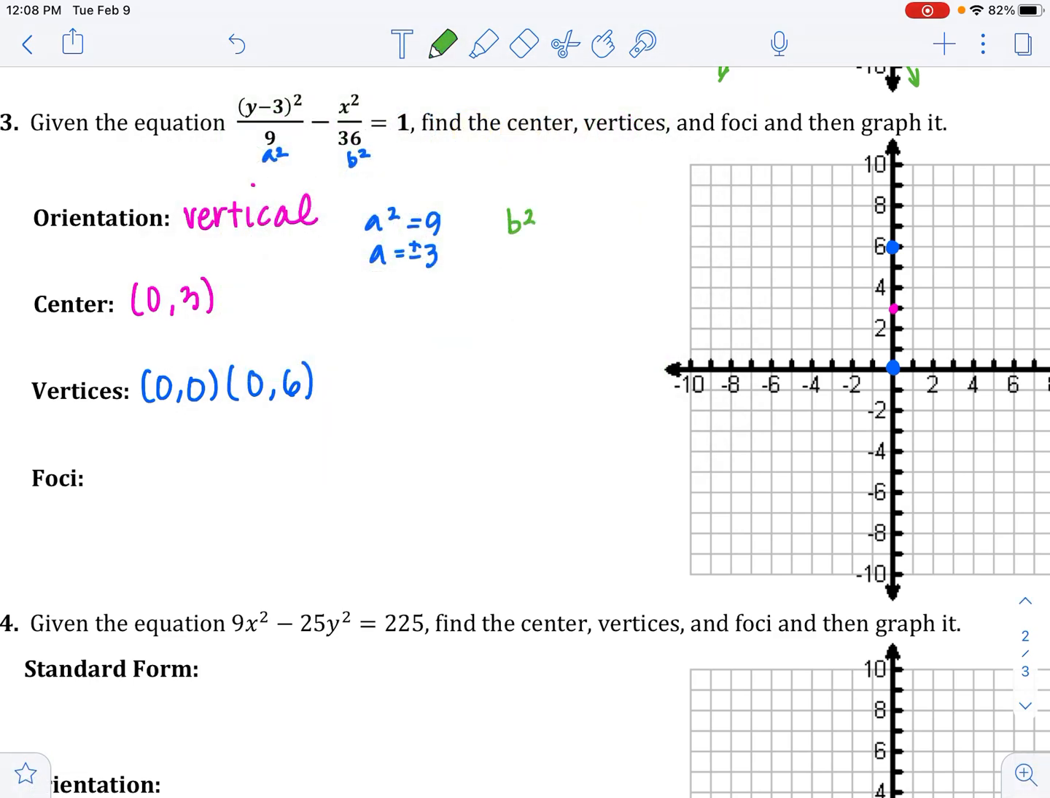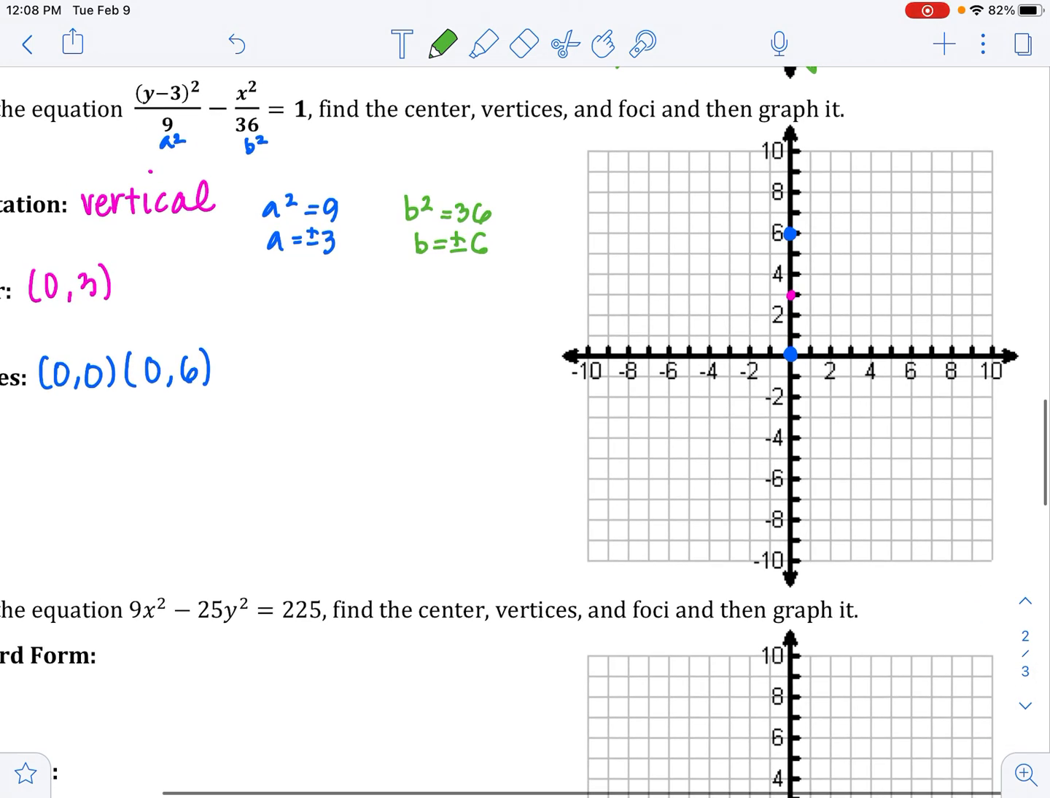All right, now I'm going to find B and make my rectangle. B squared is equal to 36. B is positive and negative 6. So I'm going to go right 6 and left 6. Make that into a rectangle.